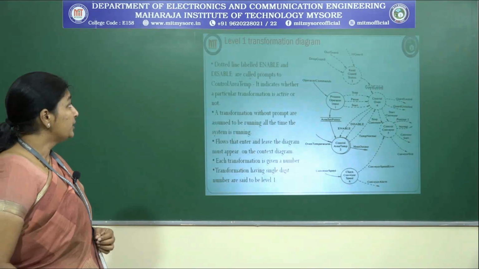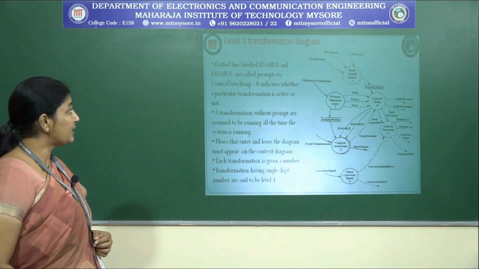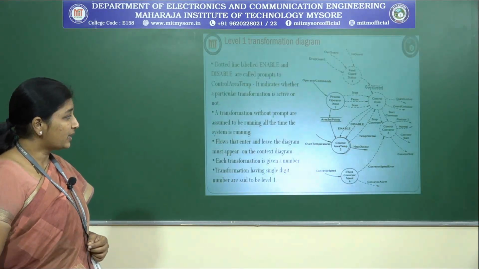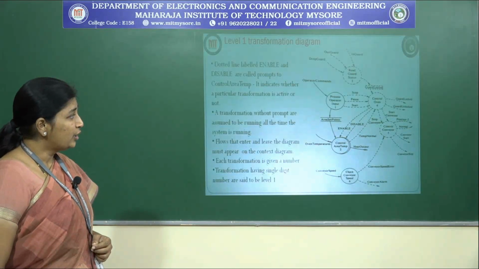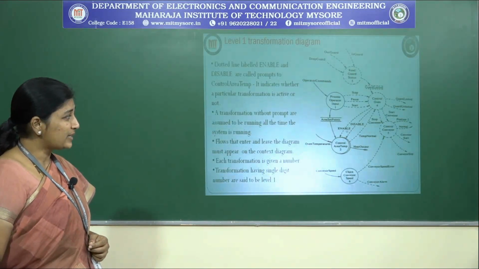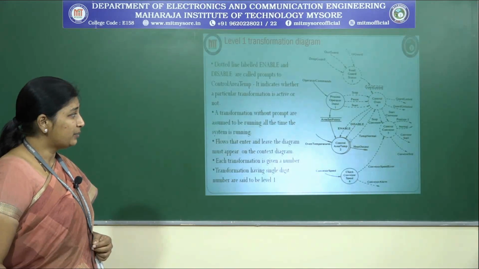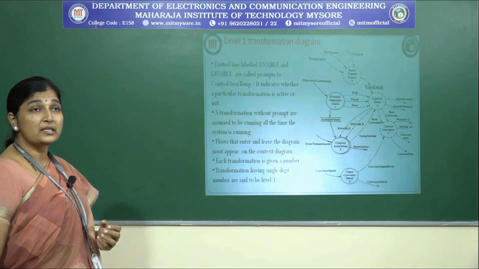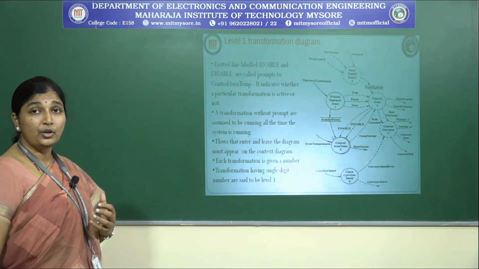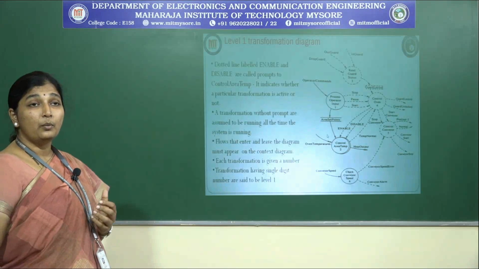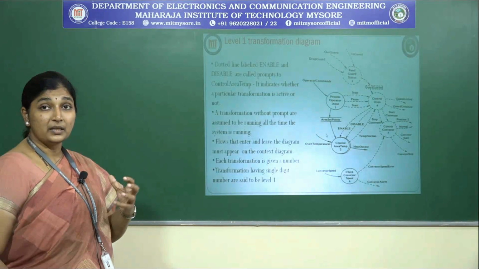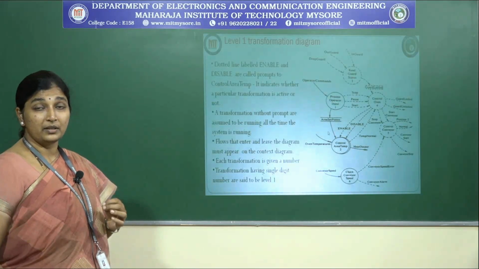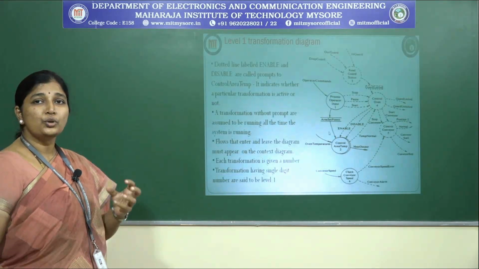Now the dotted line labels, enable and disable, are called prompts to control area temp. If you see the control area temp here, you have two dotted lines: enable and disable. They are also called prompting. You are not thinking exactly about what is happening inside the system, or whether it is connected. You are just logically analyzing whether it is enabled or disabled. It is 0 or 1. So they are the prompts.